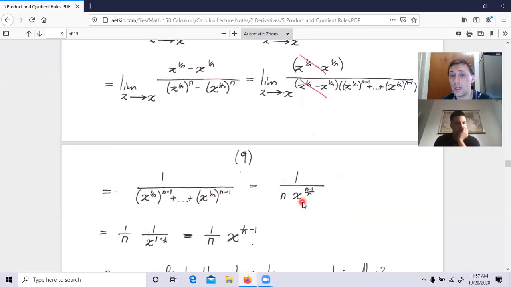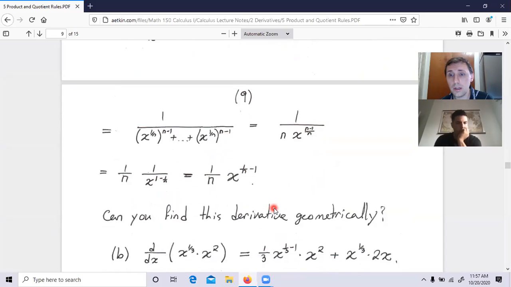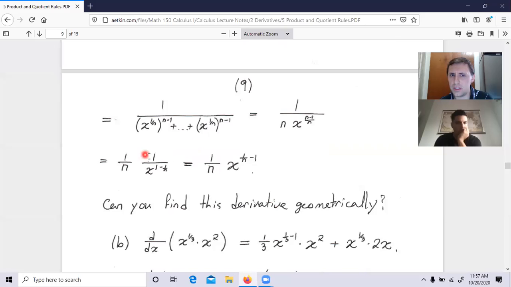So I get 1 over n x to the, how many copies? Each of them is n copies, x to the n minus 1 over n, which I can write like this: 1 over n, 1 over x to the 1 minus 1 over n. And then I can flip the power and write it as 1 over n x to the 1 over n minus 1. As you said, right? So I can very quickly figure out and explain why something is the case. It is the why that matters. Now, memorizing it is meaningless, guys.